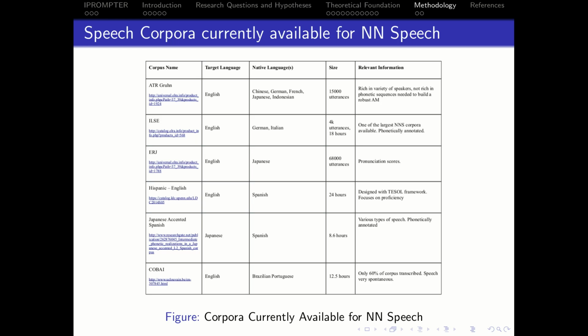But most of them are very, very focused on a specific task. And the Kobai corpus, which is the only other one that actually has Brazilian Portuguese speakers speaking in English, the only known corpus, has 12 and a half hours, but only 60% of it is transcribed. The speech is very spontaneous, and it's not transcribed in a way that would be useful for speech recognition systems.